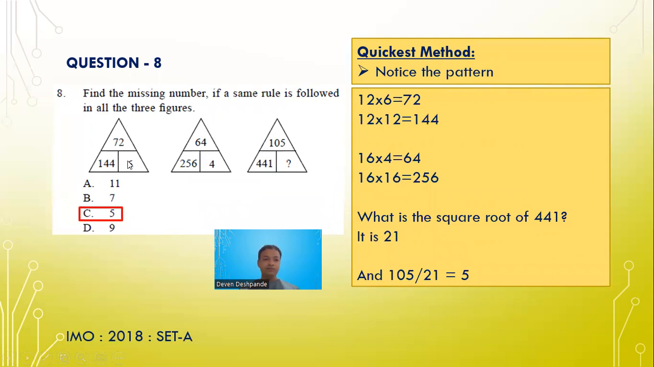Find the missing number if the same rule is followed in all the 3 figures. What is the rule? 12 6s are 72, and 12 12s are 144, isn't it? Similarly, 16 4s are 64, or if you divide 64 by 4, it is 16. And 16 16s are 256. So similarly, what is the square root of 441? Square root of 441 is 21. And if you divide 105 by 21, what will you get? 5. You will get 5 here.